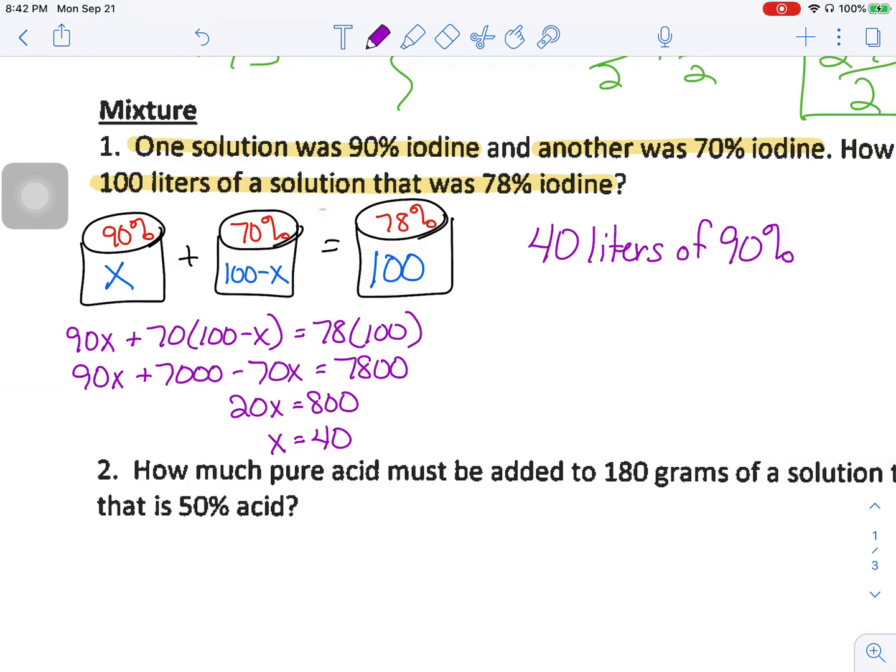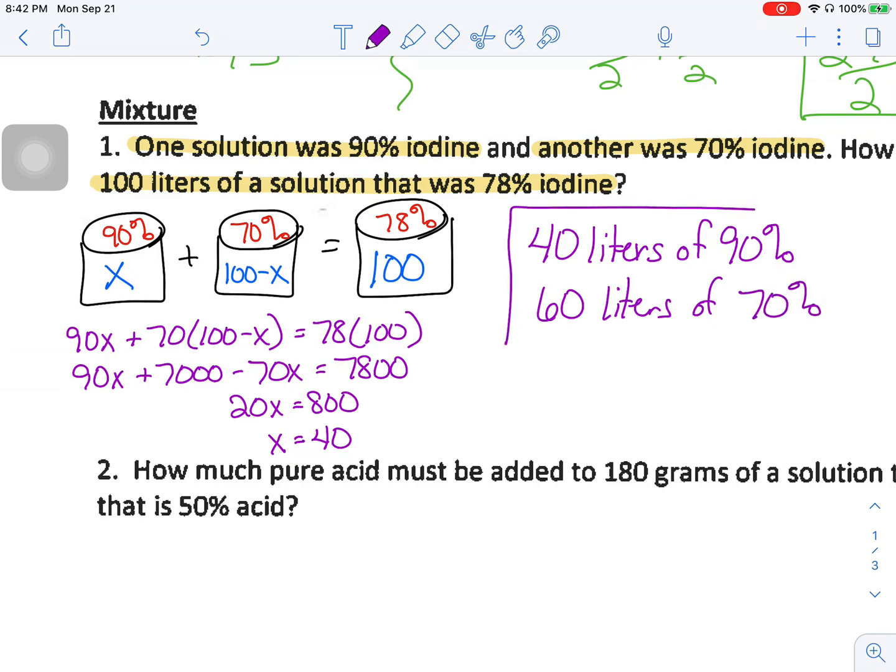And it did ask how much of each. So what quantity do I need to use for the 70%? Well, I'm going to take 100 minus x, and that would be 60 liters of 70% iodine. And you've just solved a chemical mixture problem.